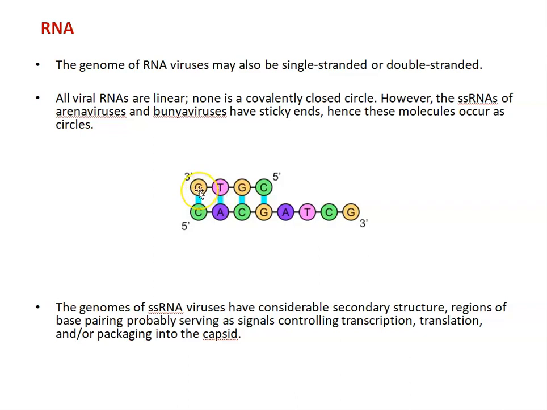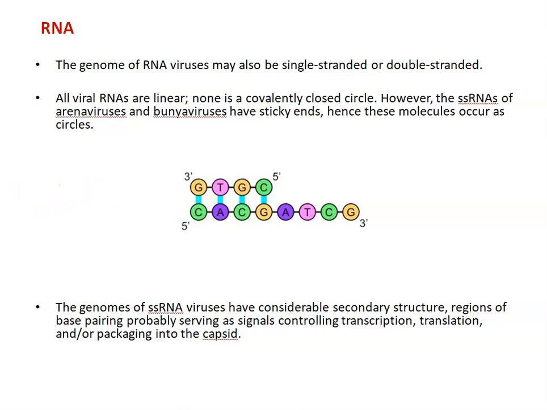In DNA, guanine, thymine, cytosine, and adenine. Guanine can pair with cytosine, and adenine can pair with thymine. Thymine can pair with adenine, and cytosine can pair with guanine, right? So these bases are complementary to each other. In this way, a circle is formed.